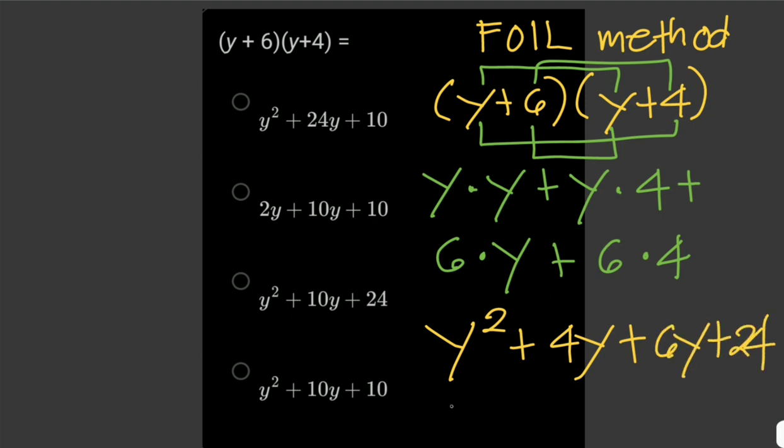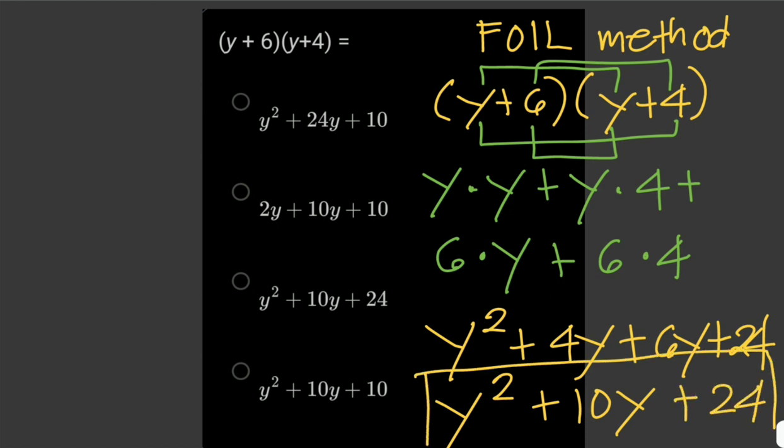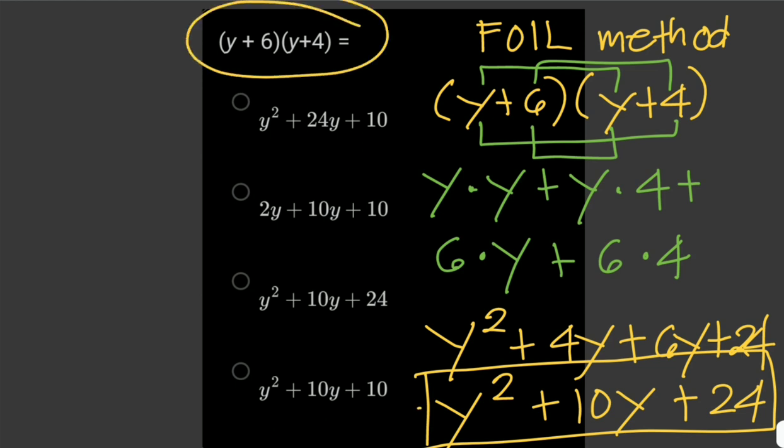And then we group like terms. So this would become y squared plus 10y plus 24. This is the value when we multiply these two binomials. So the answer here is y squared plus 10y plus 24.